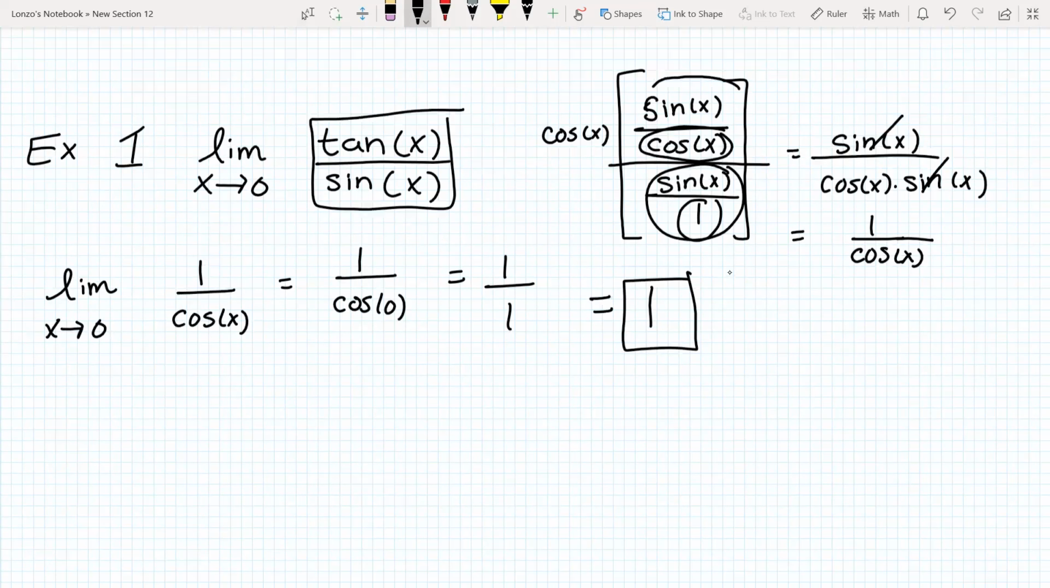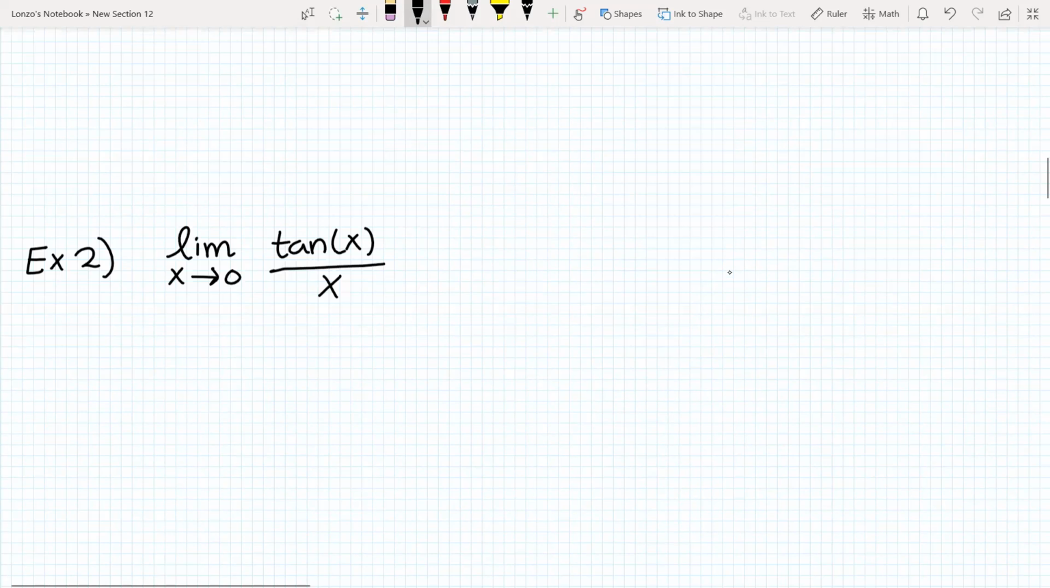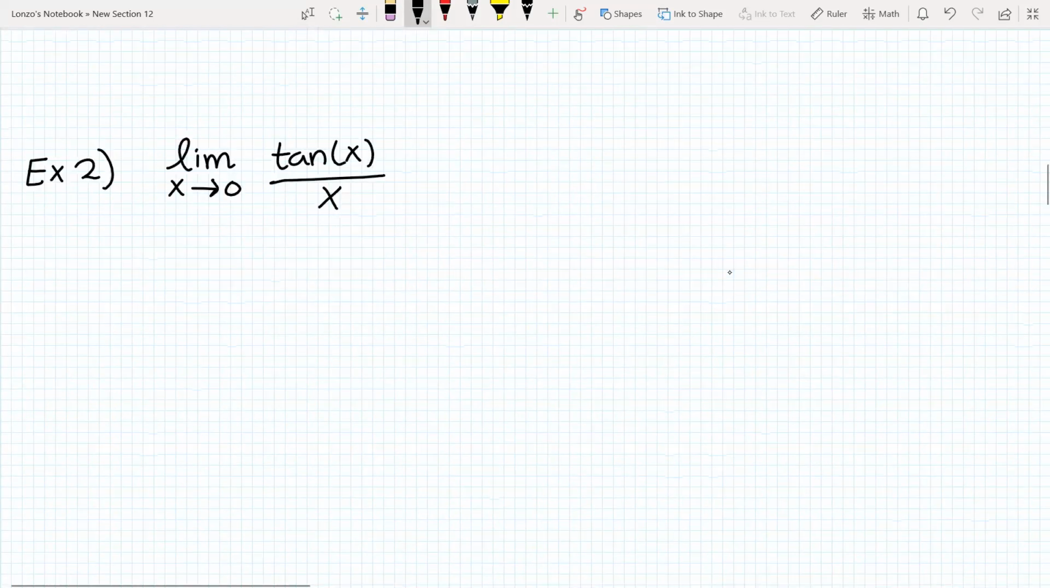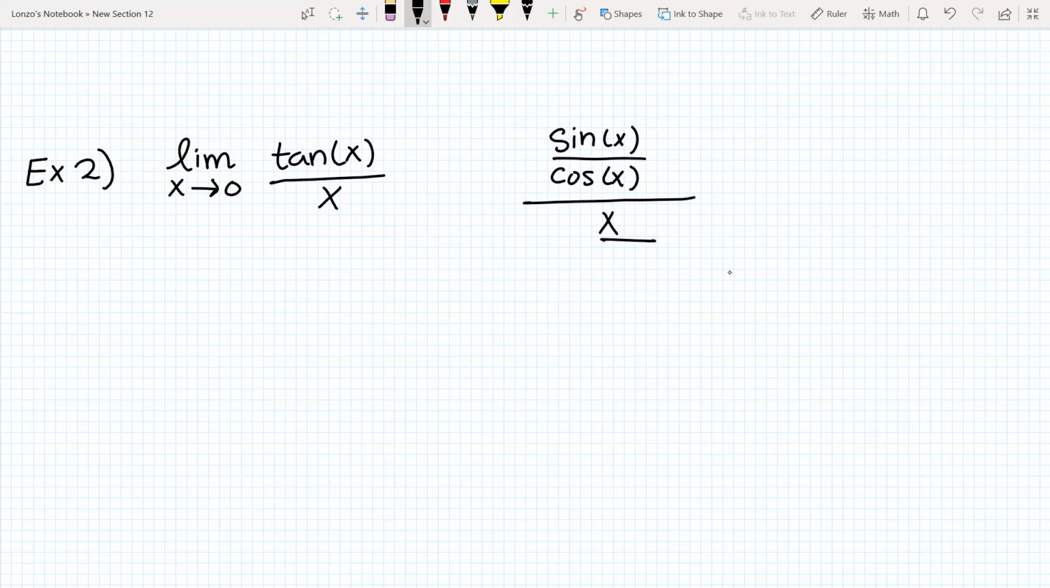Let's move on to example 2. We've got to find the limit as x approaches 0 of tan of x over x. Just like the last one, I should simplify as much as I can. So I know that tan of x is the same thing as sine of x over cosine of x, all over x over 1. So I'm going to do the bracket.